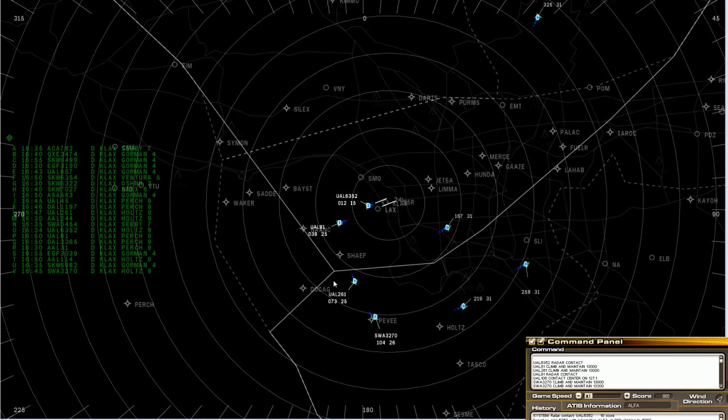You can see how sluggishly this airplane is climbing. He's at 250 knots, but he's only at 4,000 feet.